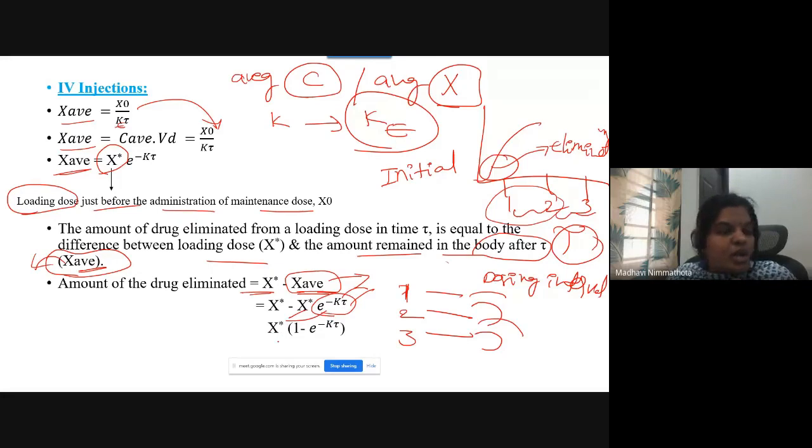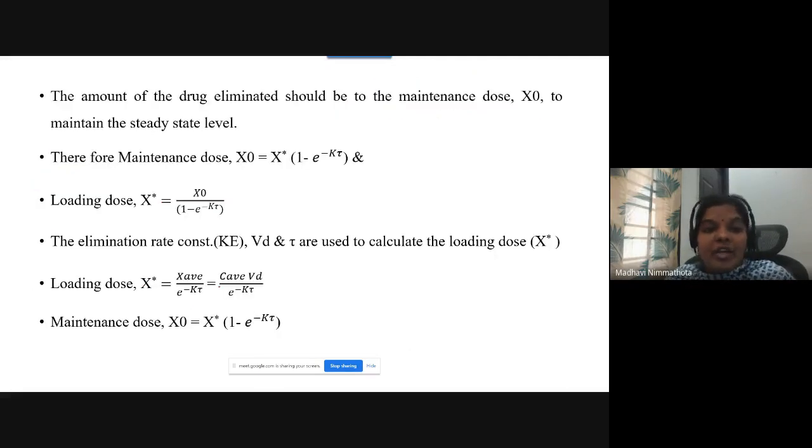Okay. So then your loading dose X star is the same thing, so you have to take X star common, then 1 minus e to the power of minus k tau. So this is the final equation for the amount of drug eliminated. Here X star is the same, so we take out X star, and then we can write 1 minus e to the power of minus k tau. That is the amount of the drug eliminated.